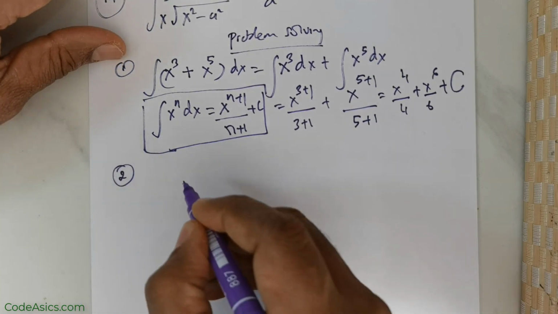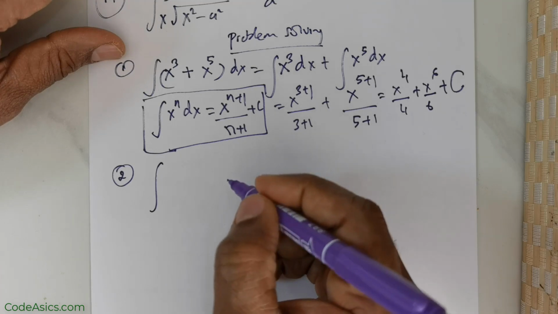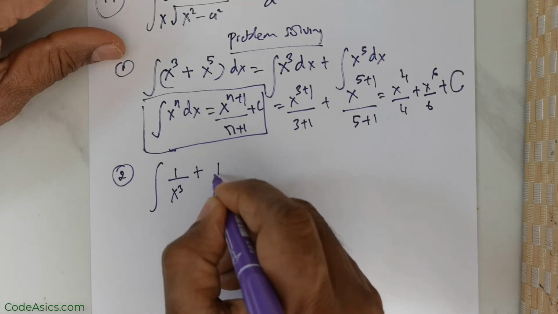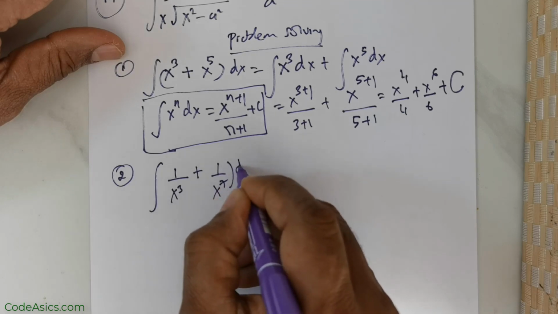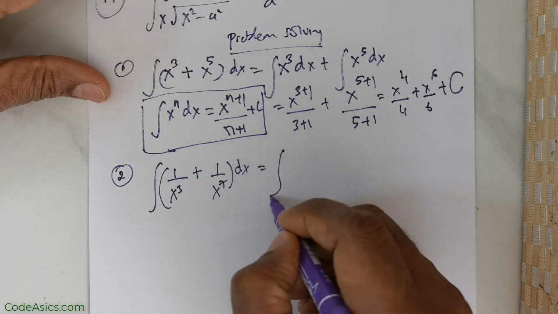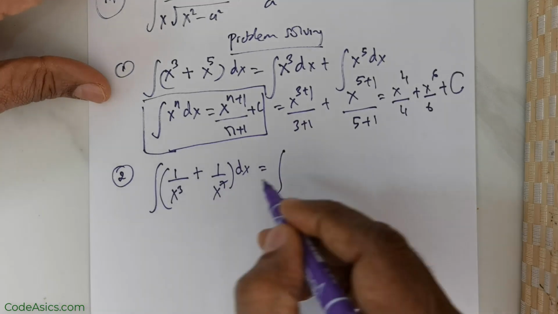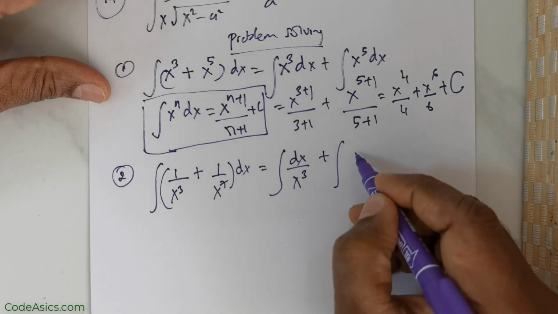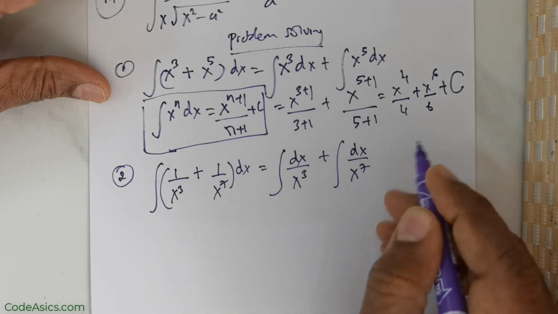Now question number 2. Imagine you have something like this: 1 over x to the power of 3 plus 1 over x to the power of 7 times dx. How do you integrate this? Now this is the same, distribute dx, so this is going to be dx over x to the power of 3 plus dx over x to the power of 7.